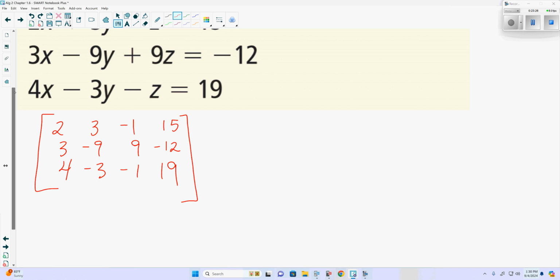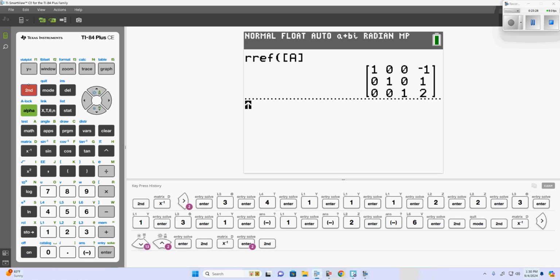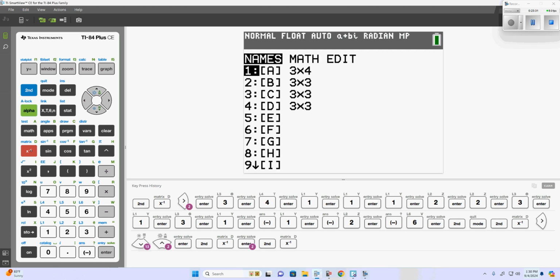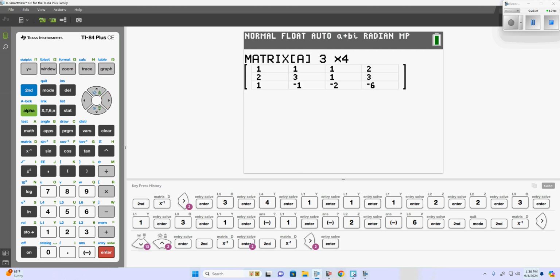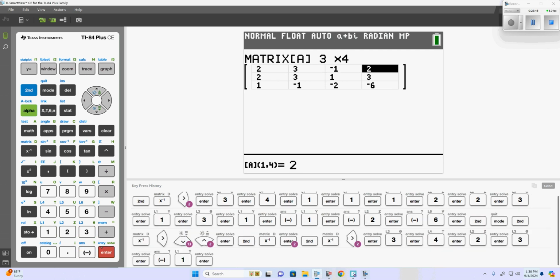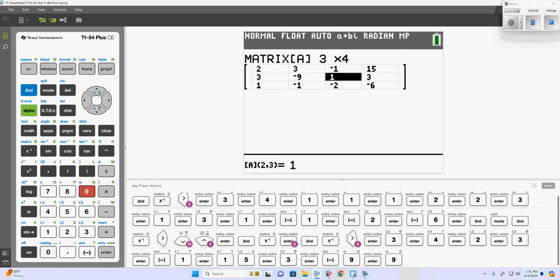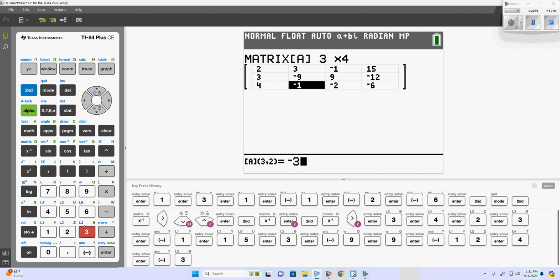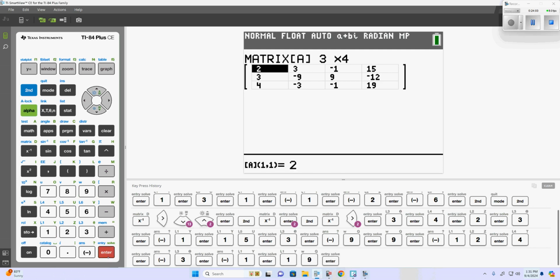Once we get that written up, we can go to the graphing calculator. We can do second matrix. We can go over to edit and hit enter. It is still a 3 by 4. But this time we have 2, 3, -1, 15. 3, -9, 9, -12. 4, -3, -1, 19. Once you get the whole thing typed in, second quit.